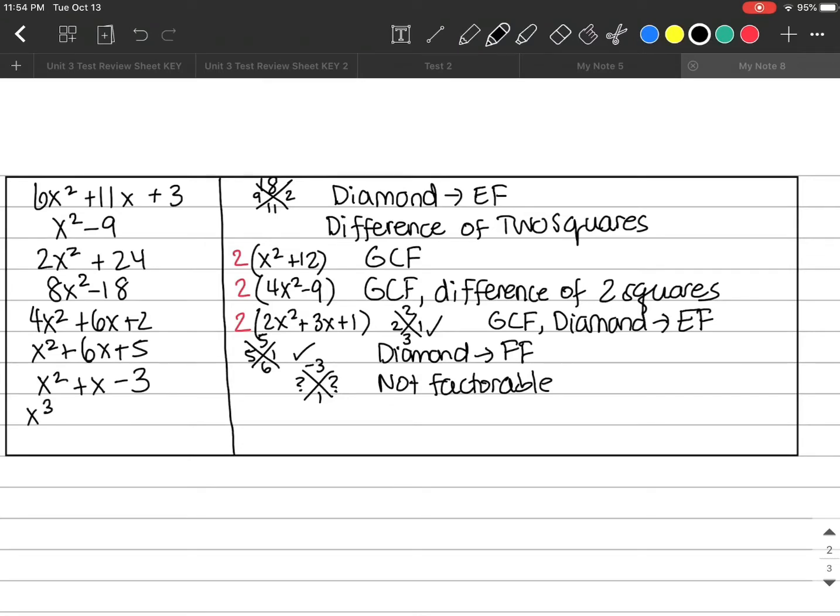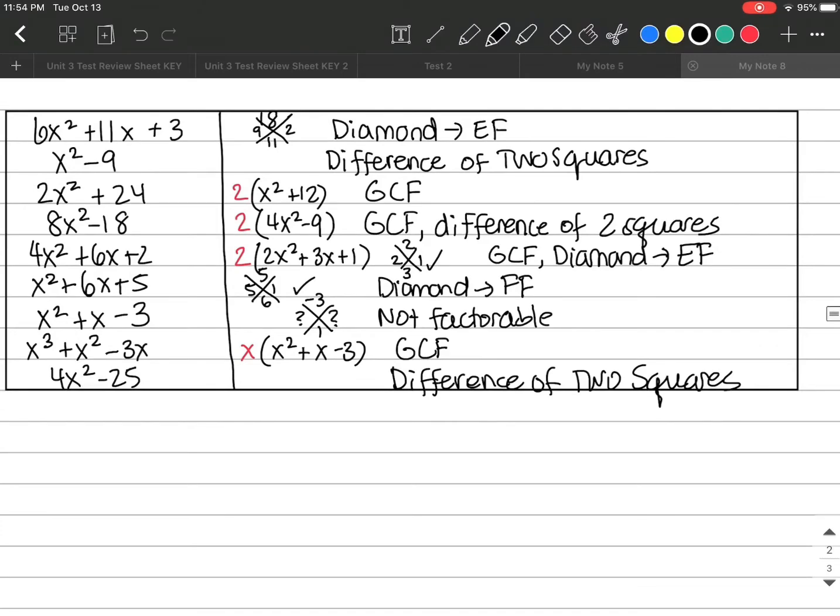Then if I have x cubed plus x squared minus 3x, I know all 3 of these terms have an x in common, so I could take out an x. I have x times x squared plus x minus 3. I already checked that and saw that it was not factorable, so the only thing here is GCF, and that GCF is that x that I pulled out. And then 4x squared minus 25. That's the difference of 2 squares: 2 perfect squares, subtraction in between, and it's 2 terms.